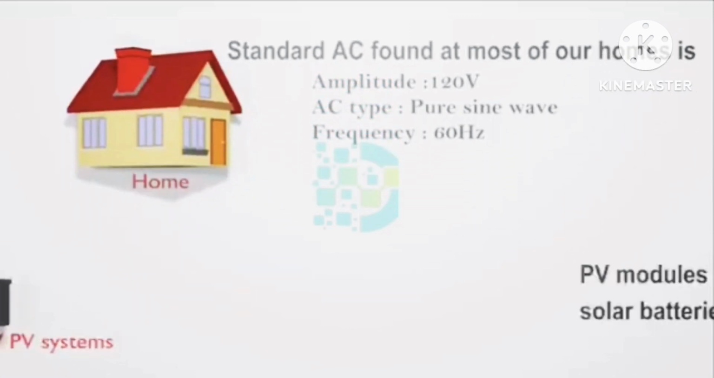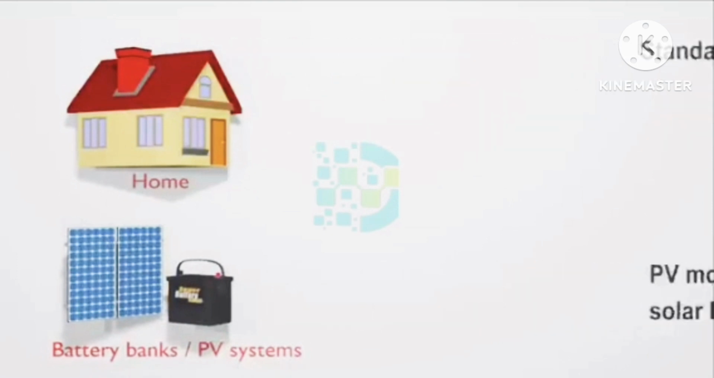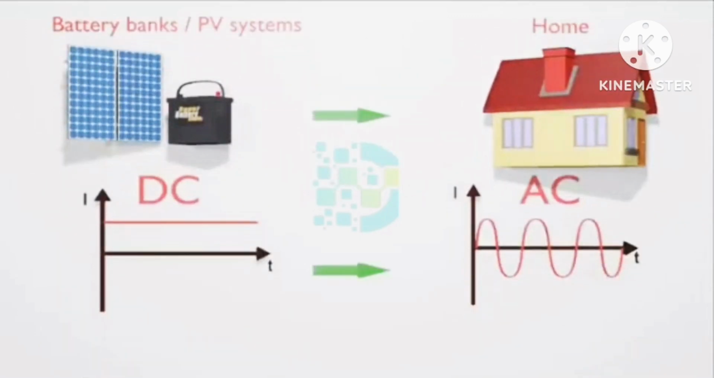On the other hand, most renewable power generation systems such as solar PV systems and wind generators involve DC. So it is important to convert this generated DC into AC for distribution purposes. In today's video we are going to talk about how to convert DC to AC, or inverting the DC.